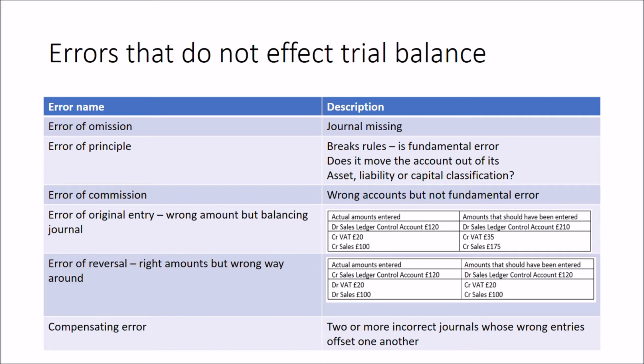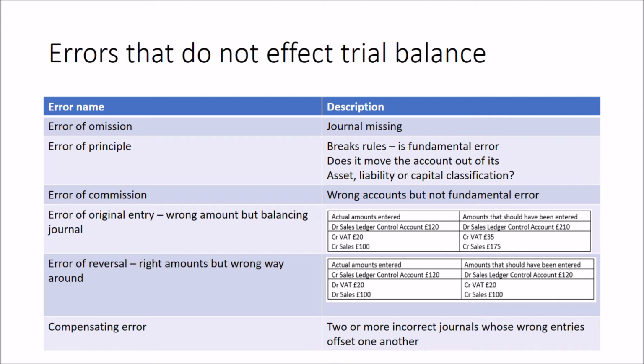You're only going to see ones at level 2 where I posted it to an account, and one of the accounts should have been, let's say, an asset, but I posted it to a liability or a capital account. That's how you know whether it's an error of principle. An error of commission is still that I posted it to the wrong account, but it wasn't an error of principle. So I posted it in the sales ledger to A Jones rather than B Jones. Did I break out of assets, liabilities, or capital classifications? No, I didn't. I was still in the same assets calculation account.